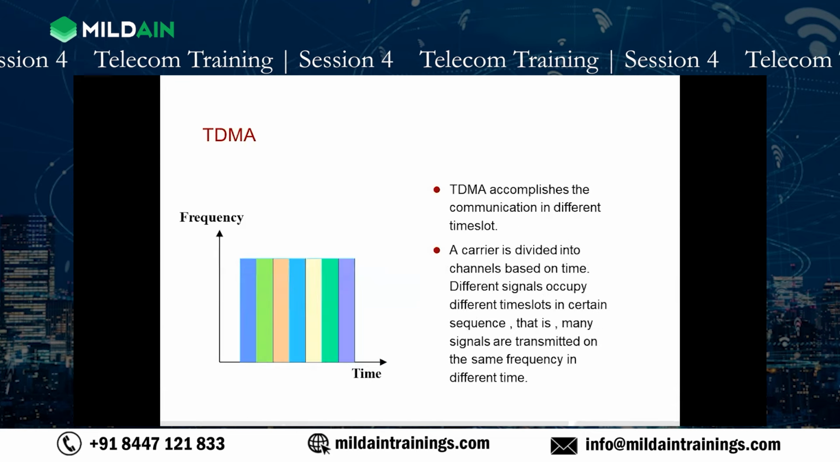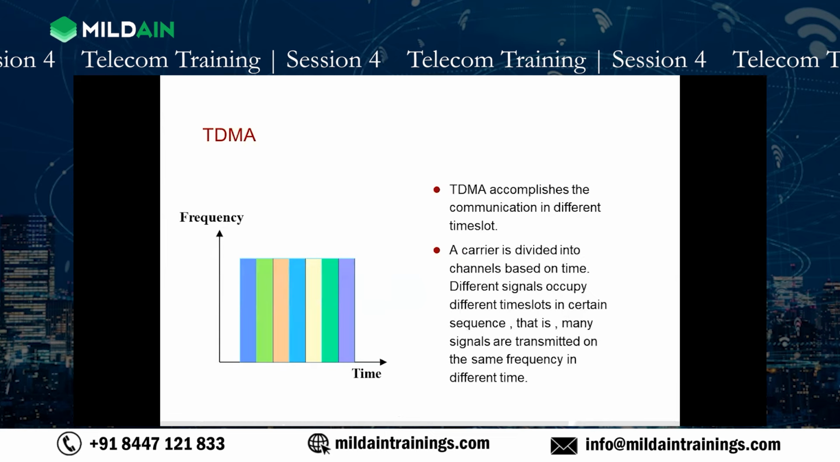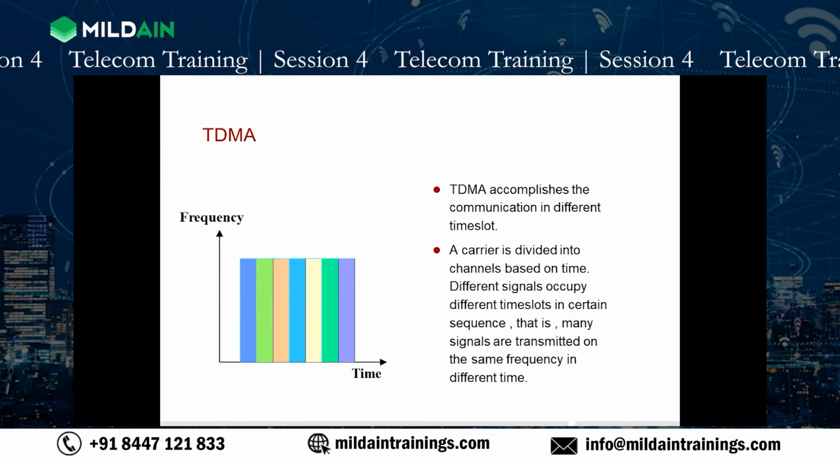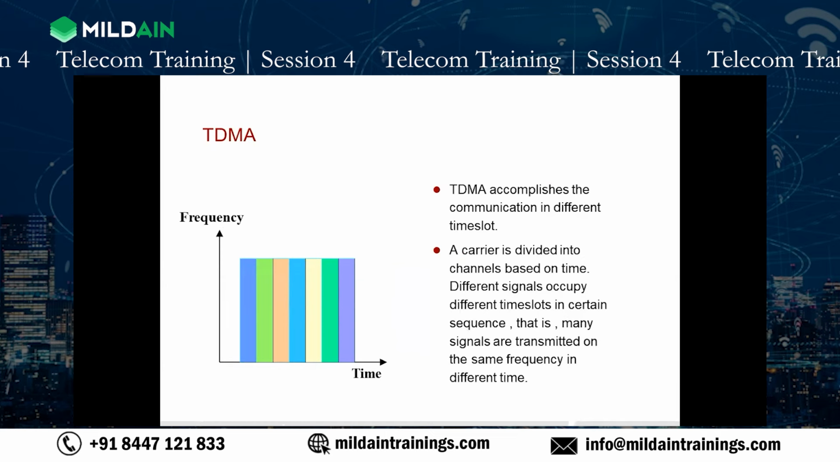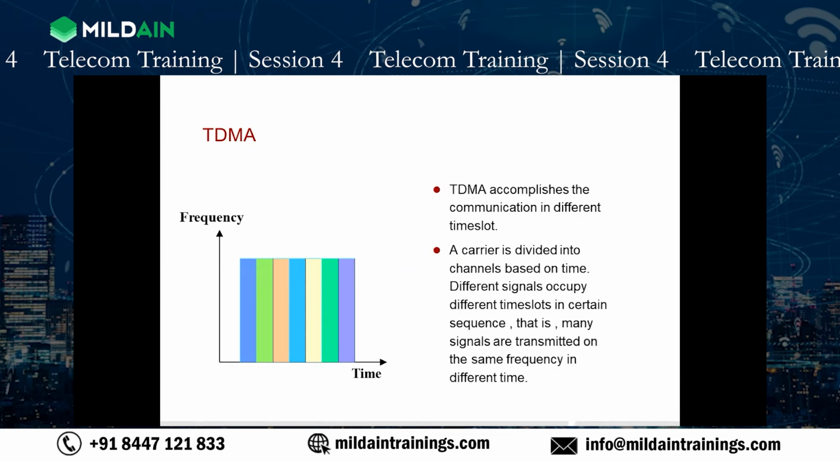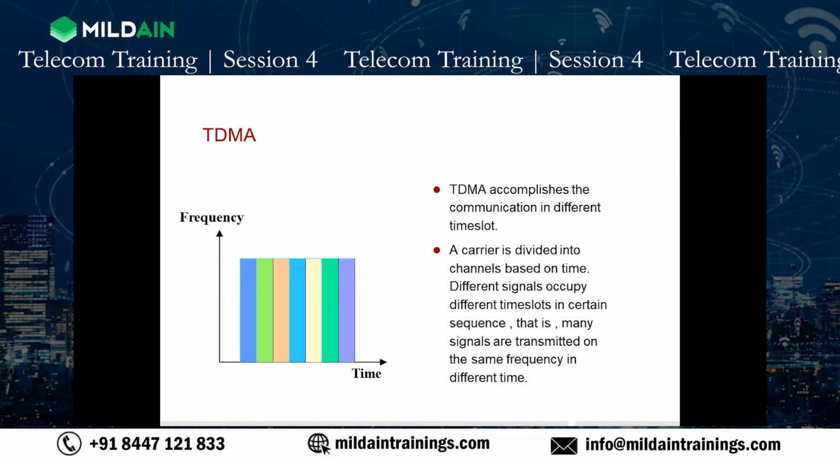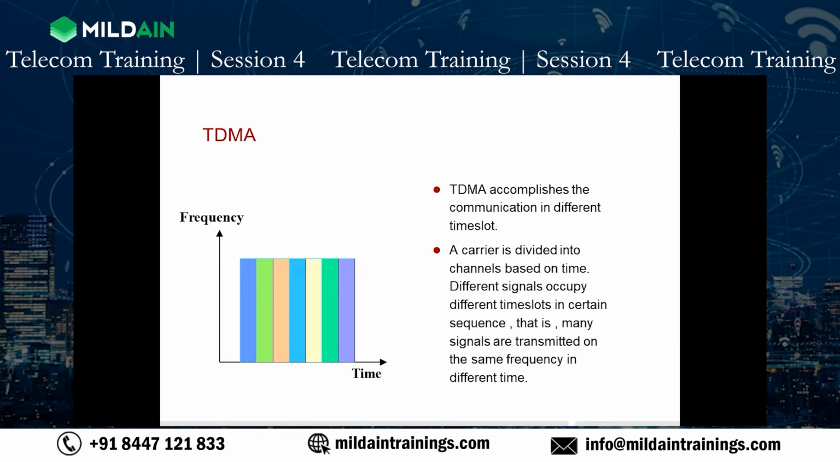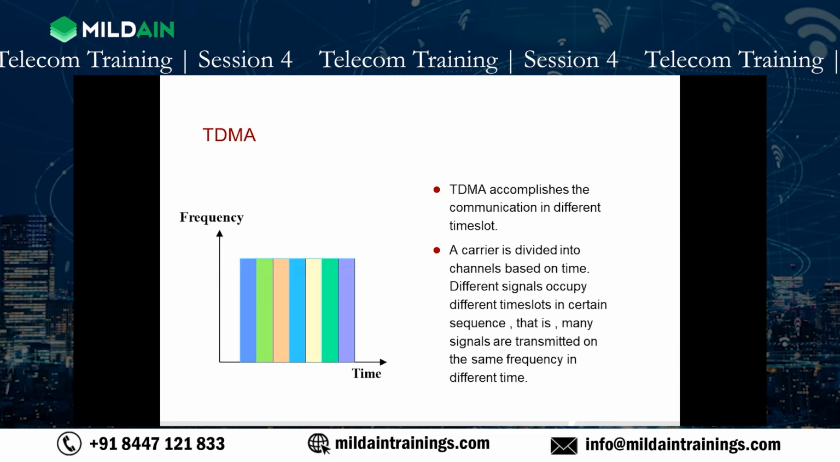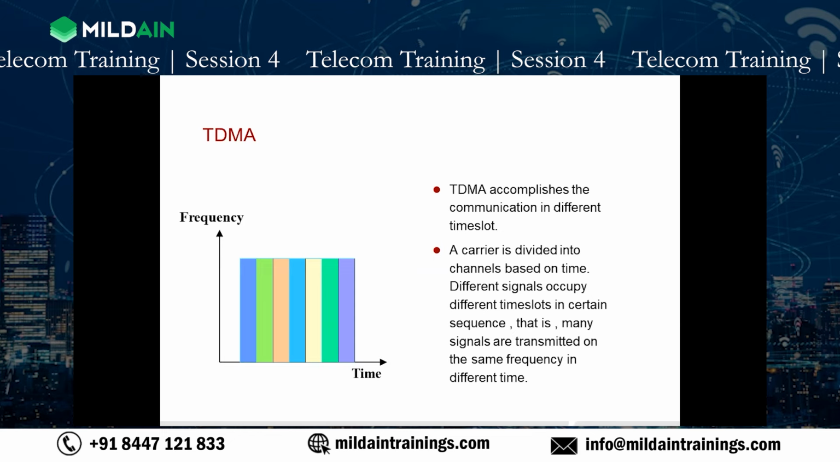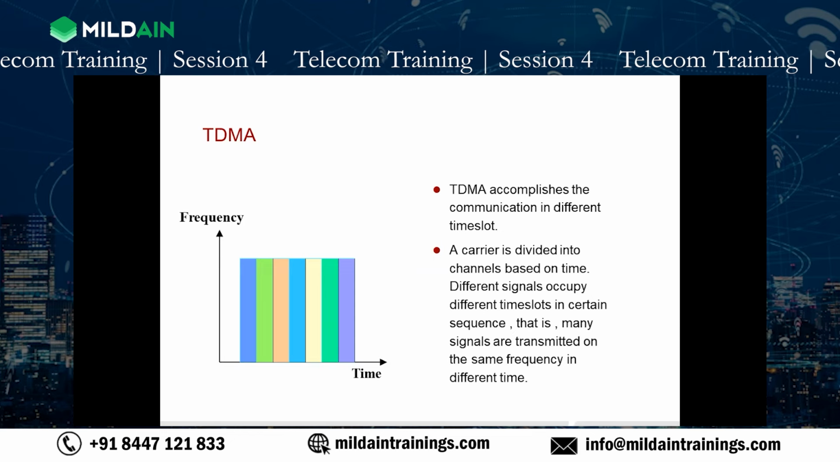If we allocate a time slot, then once it is free, I can send another subscriber on the same frequency, because the time slot is different. So I can send it. So by combining TDMA and FDMA, GSM sends the subscriber's call or traffic via air as a carrier.